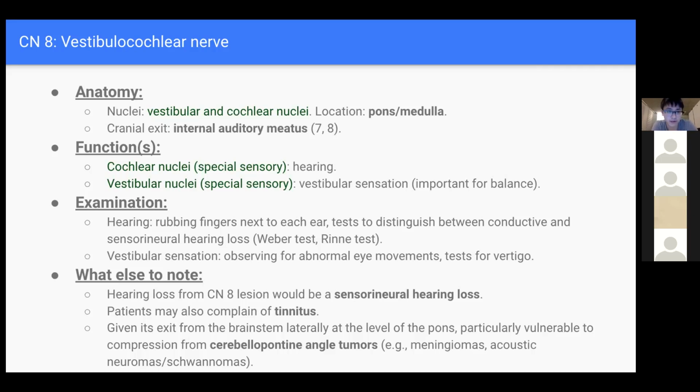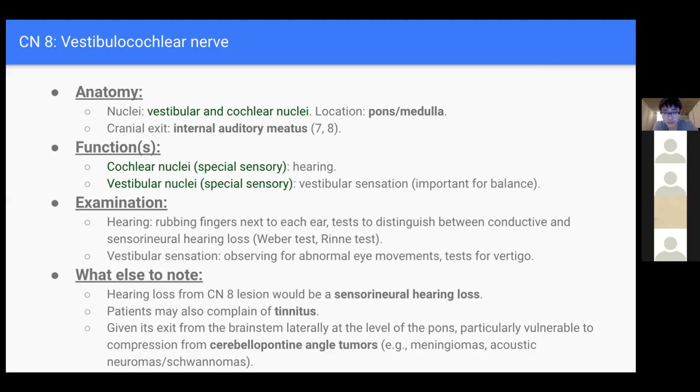So pretty straightforward. Cochlear nuclei, that's for hearing. Vestibular nuclei, that's for vestibular sensation, right? But that's for like balance. So, I mean, the way you would examine for hearing, it's pretty straightforward. You just rub your fingers next to their ears, see if it's the same on both sides.